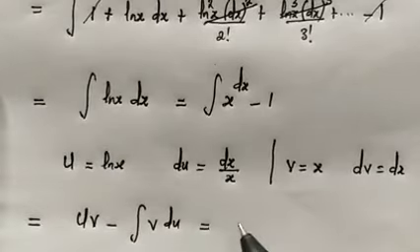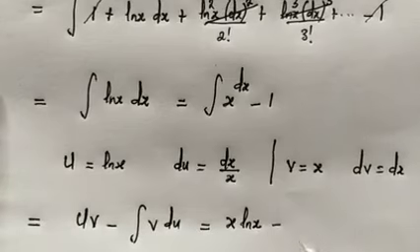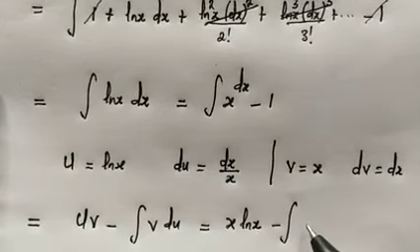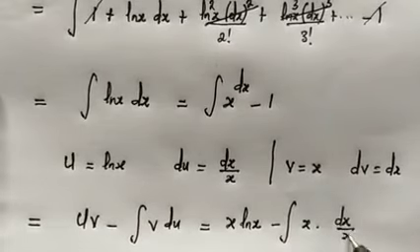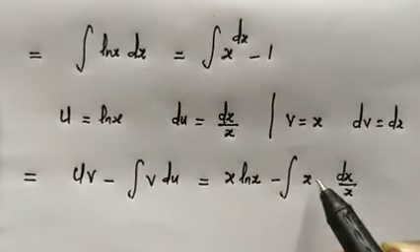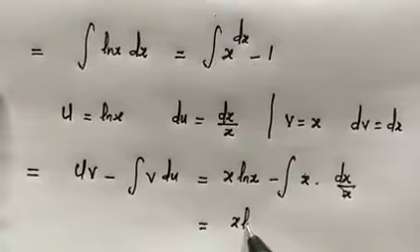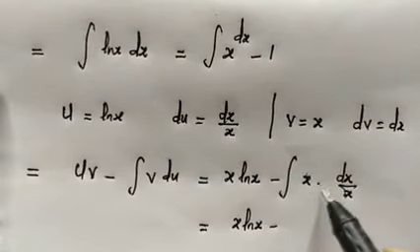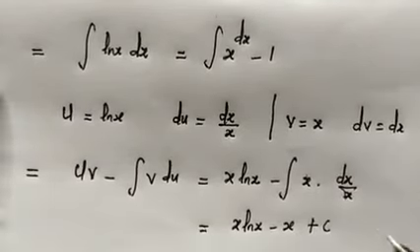So this is going to be equal to uv, which gives us x times the natural log of x, minus the integral of v. v is x times du, which is equal to dx divided by x. So these both get cancelled. So here this is going to be equal to x times the natural log of x minus the integral of 1 dx, which gives us x, and then plus c.